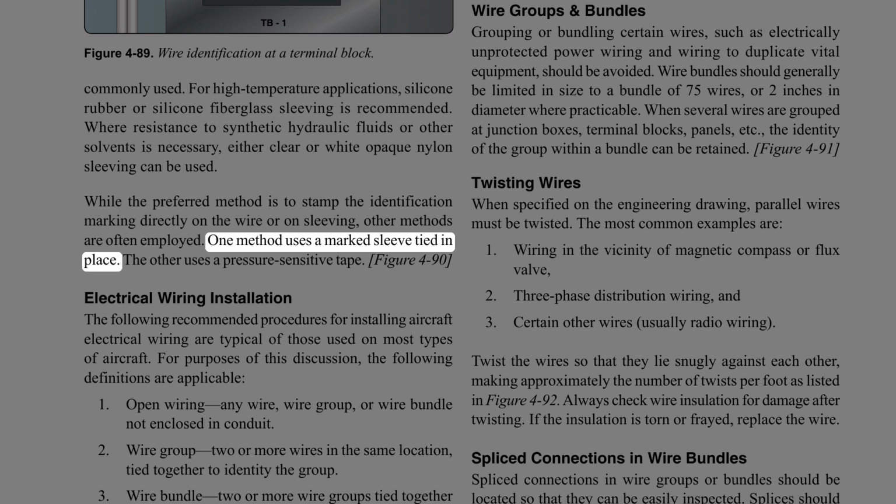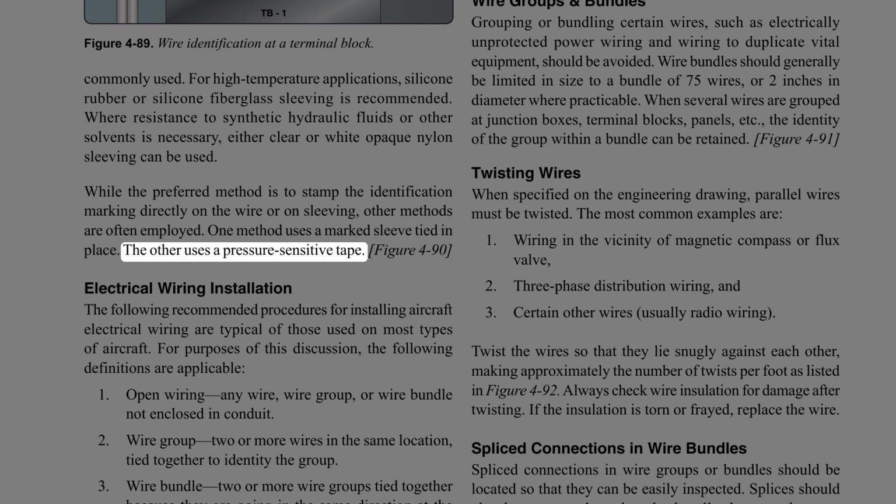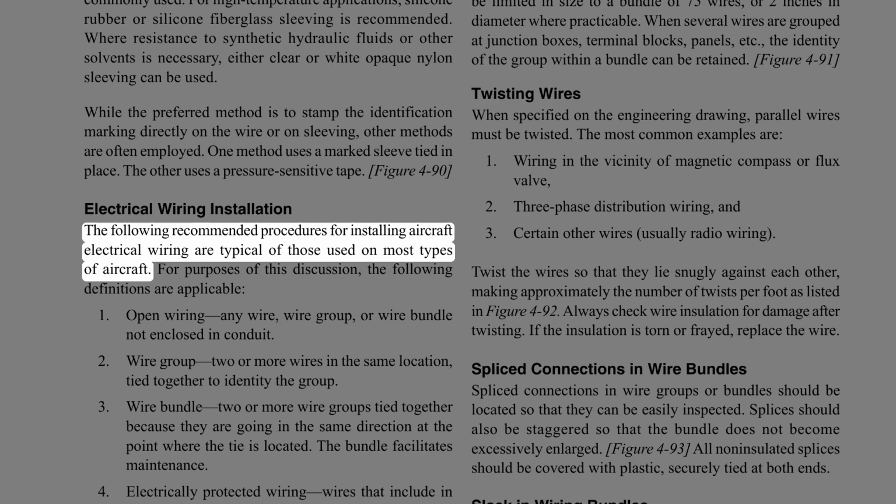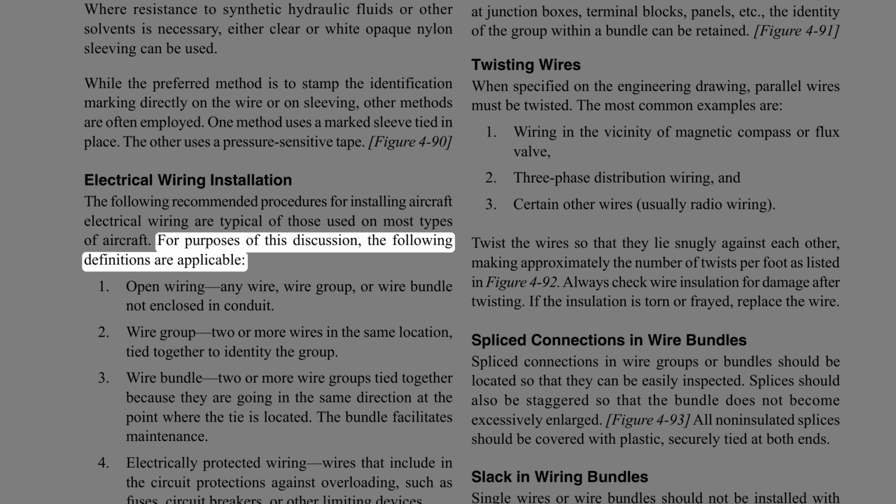One method uses a marked sleeve tied in place. The other uses a pressure-sensitive tape. Electrical wiring installation. The following recommended procedures for installing aircraft electrical wiring are typical of those used on most types of aircraft. For purposes of this discussion, the following definitions are applicable.